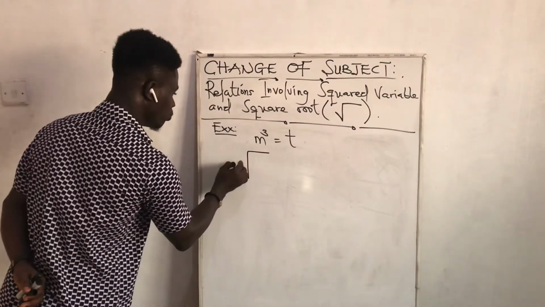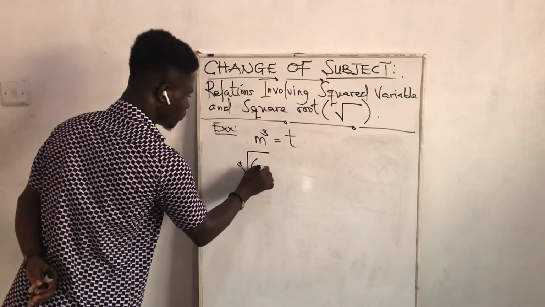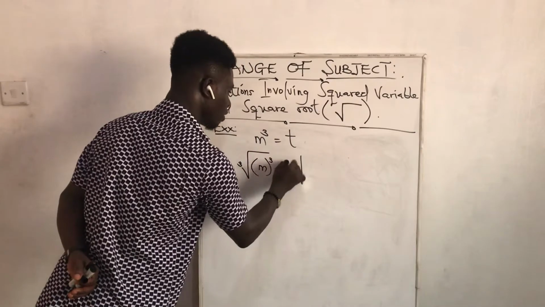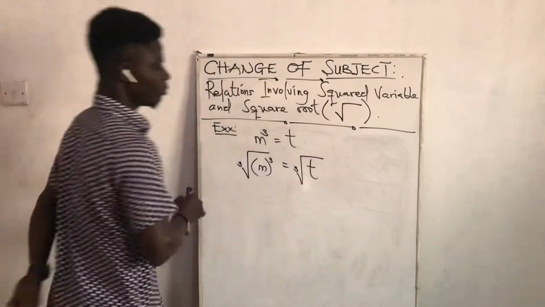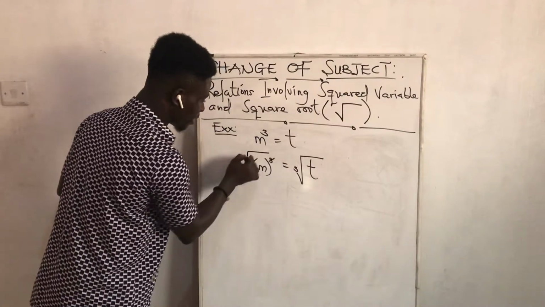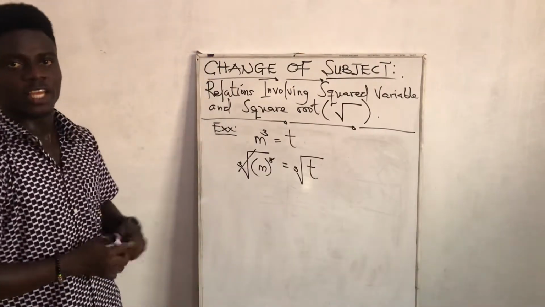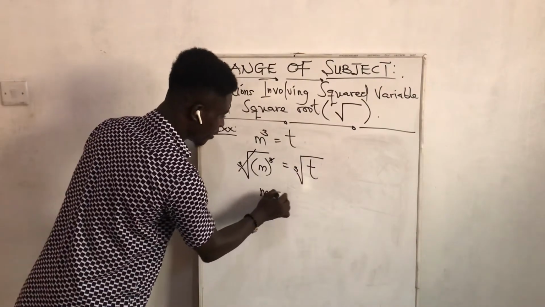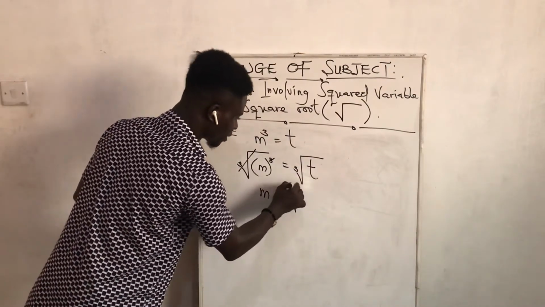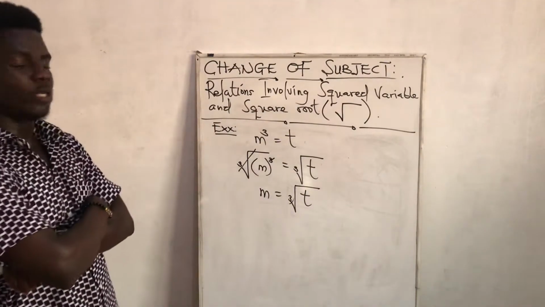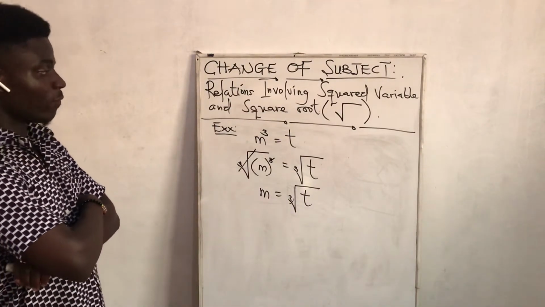So now cube root equals the same thing here, cube root. Now this cube here, 3, cancels the cube root. So we have M equals cube root of T.